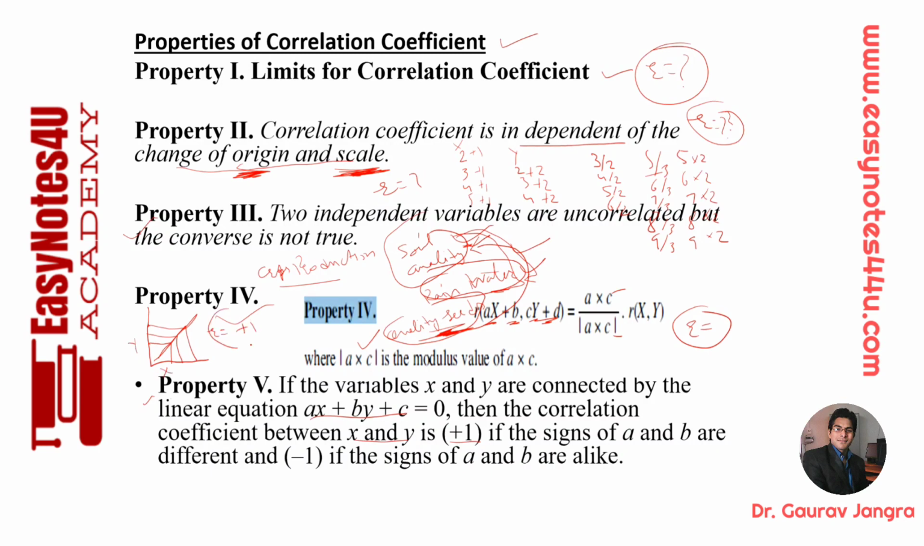be +1 if the sign of a and b are different, and -1 if the signs of a and b are alike. So अगर इनका sign माइनस में है तो हमारा correlation भी माइनस में आएगा. अगर a और b के जो sign है हमारे प्लस में है तो हमारा correlation भी प्लस में आएगा. ठीक है, it will also be in the plus positive.